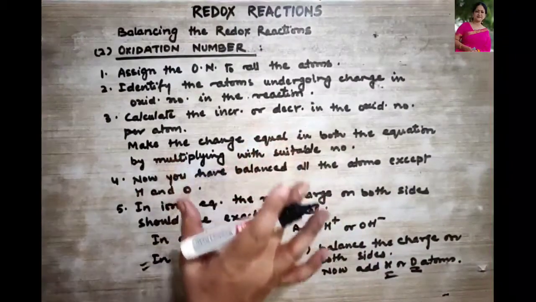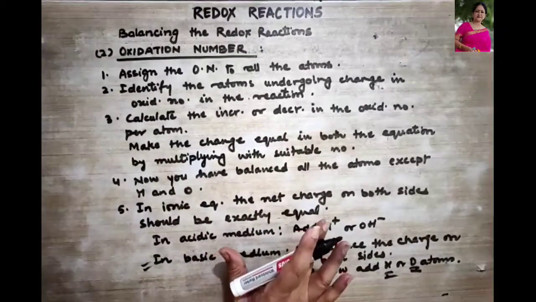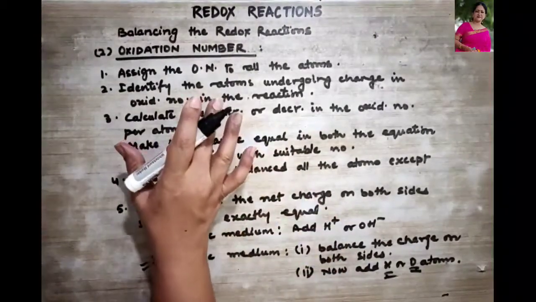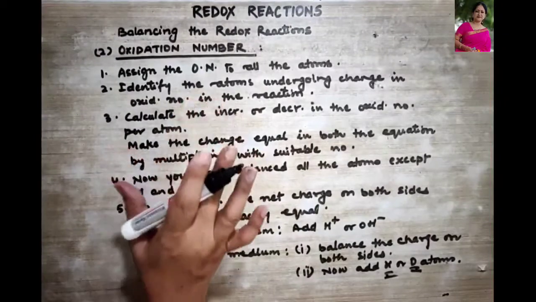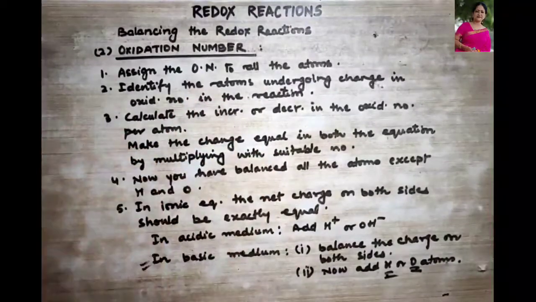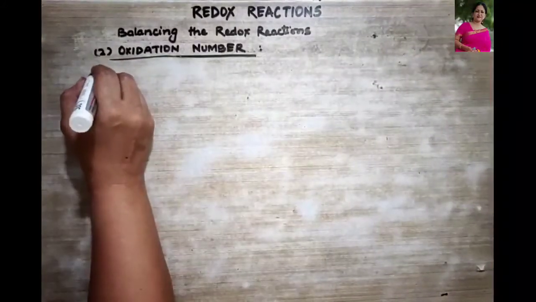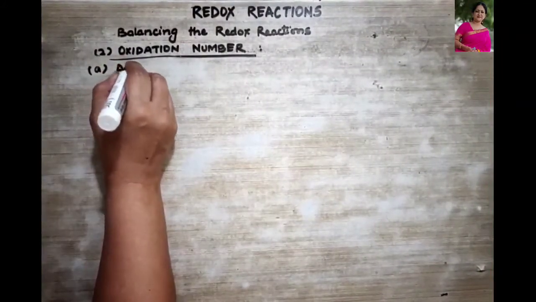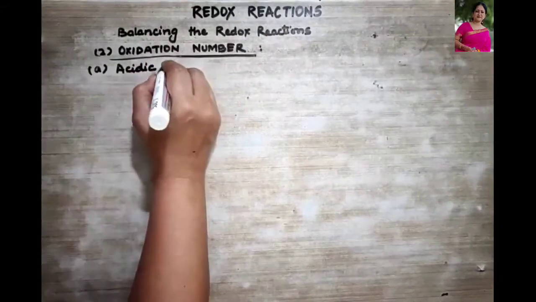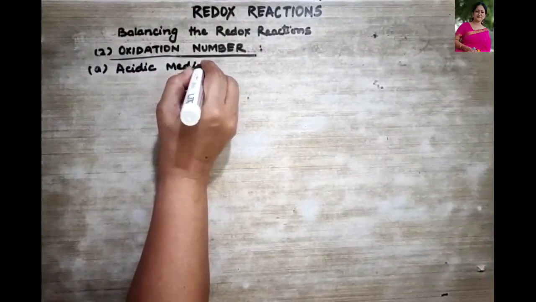Now to understand this balancing of the redox reaction by oxidation number, I'm going to come up with some examples. One example for the acidic medium and one for the basic medium. So first let us begin with the reaction which is in its acidic medium.